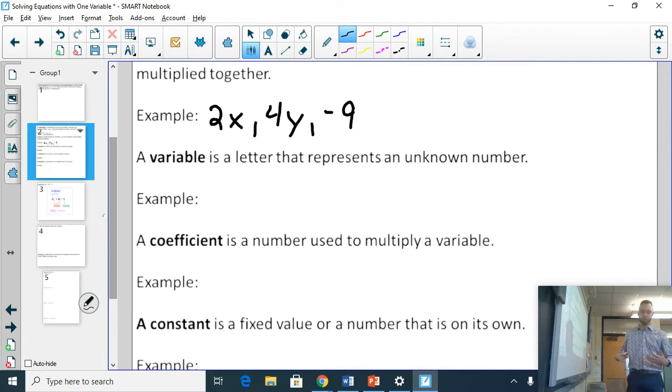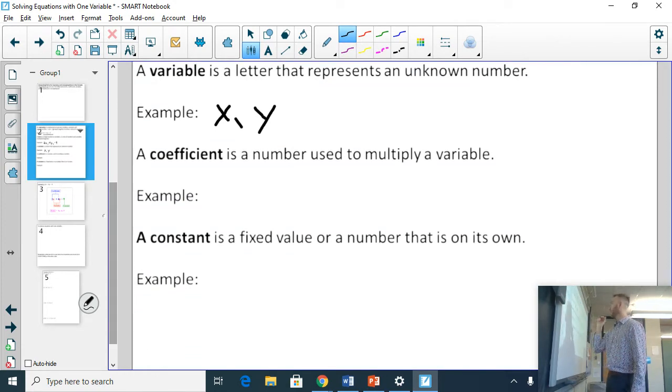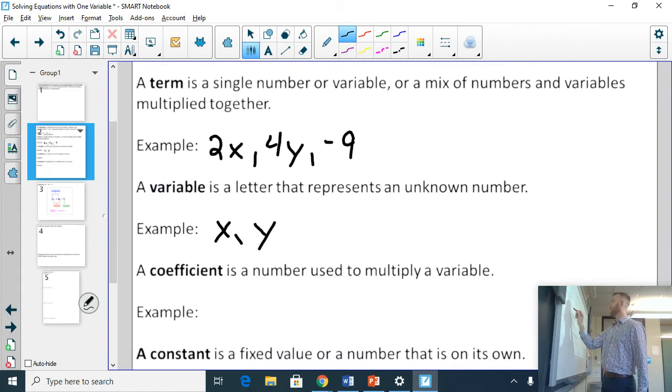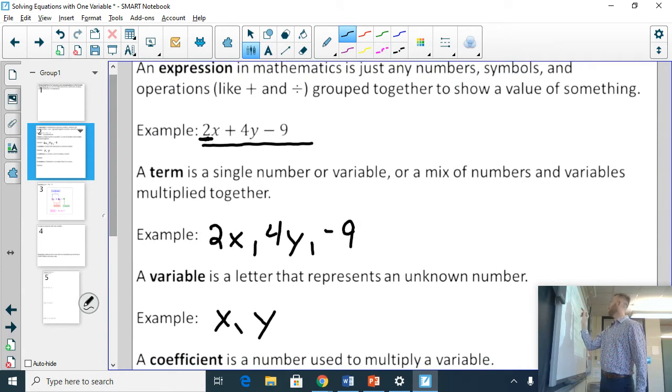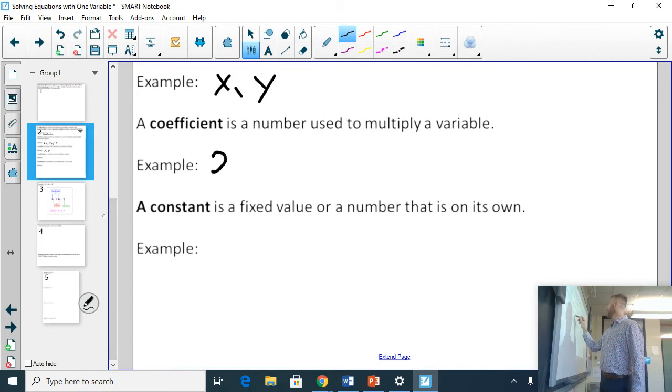Now, a variable, which you guys might already know, is a letter that represents an unknown number. So for our example above, we have x and y as variables, right? Those two letters in there that represent some sort of number that we don't know what it is. A coefficient is a number used to multiply a variable. So up here, our coefficients are 2 because it's being multiplied by x, a variable, and 4 because it's being multiplied by y, which is also a variable. So we have 2 and 4 for there.